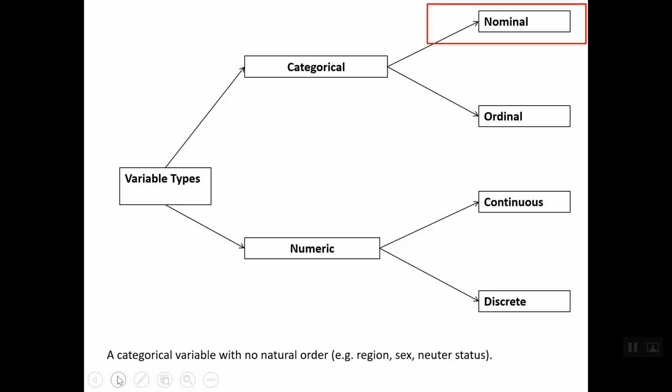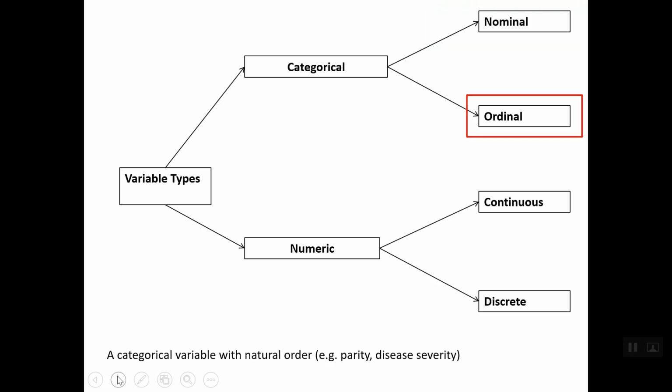So moving down this flow chart, we think about categorical variables. They could have no natural order, so the N is nominal, and that means no natural order. So region, in other words, Waikato is not intrinsically better or worse than Southland. The sex, males are not intrinsically better than females, neutered versus unneutered, and so on. So you get the idea. Anything where there isn't a natural order.